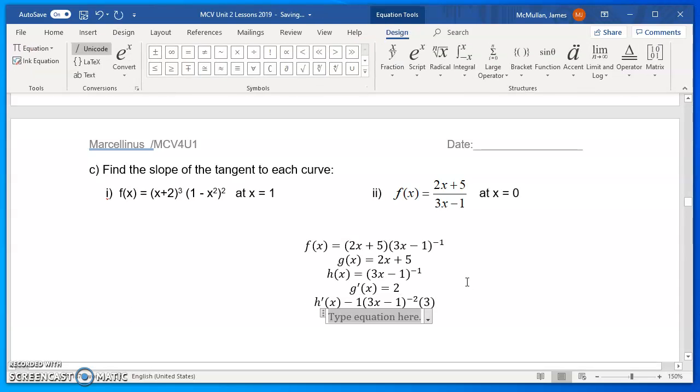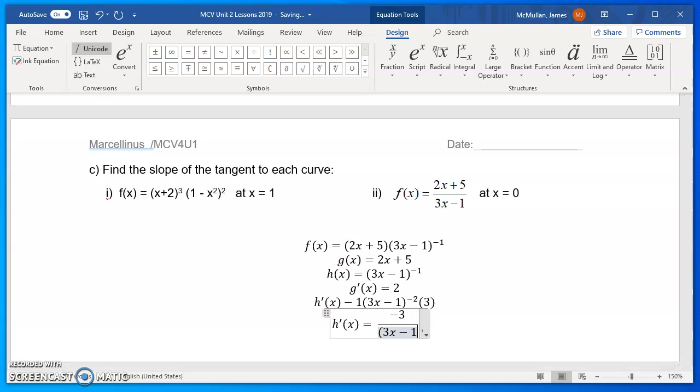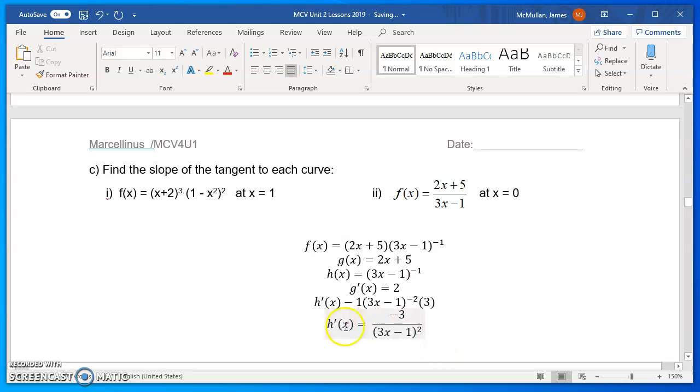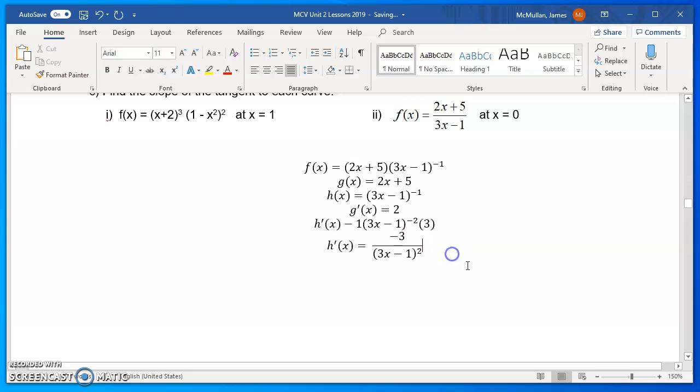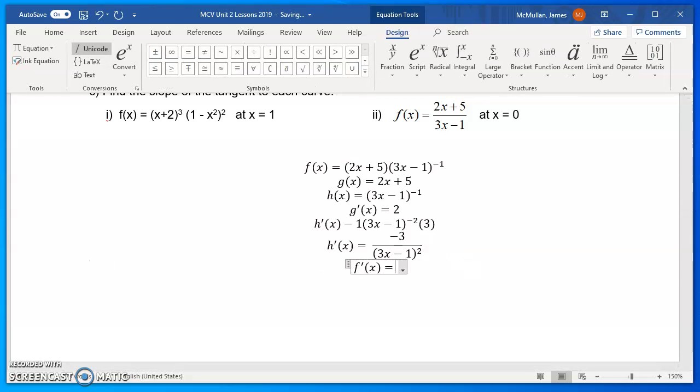H prime, if you want, you can write it like this instead, where you're writing a fraction bar here. So what would be in my numerator here? A -3 would be in my numerator. A 3x minus 1 squared would be in my denominator, right? That's what h prime would look like if you're writing it in fraction form. It's okay to leave it in a negative exponent form. It's up to you.